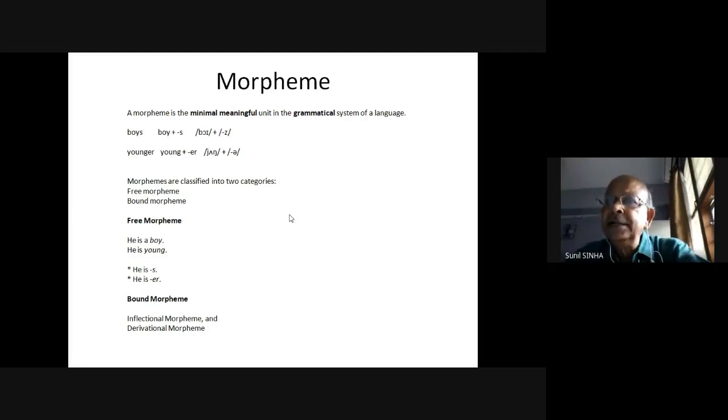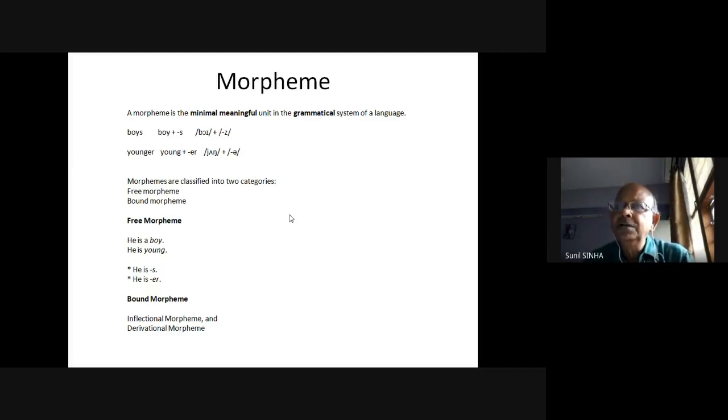And then the third condition on morpheme is that it should be from the grammatical system of a language. That is, the morpheme belongs to the grammatical system of a language. Now, what is the grammatical system? Think of a sound like b or p. Can we say b is a noun or p is an adjective? No.